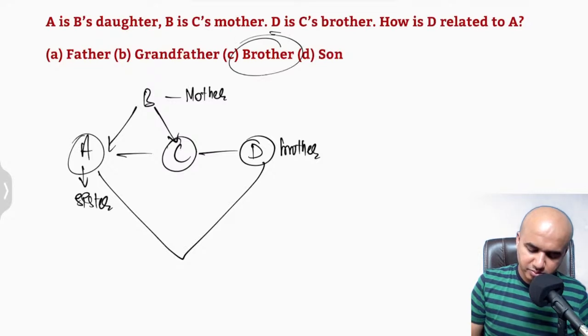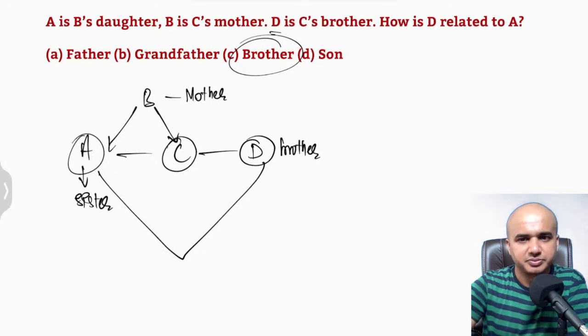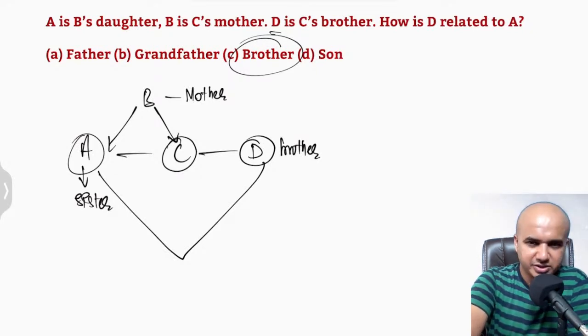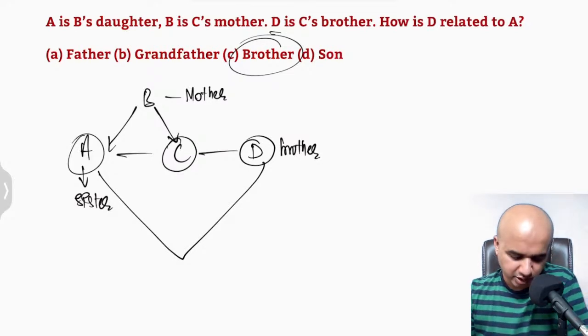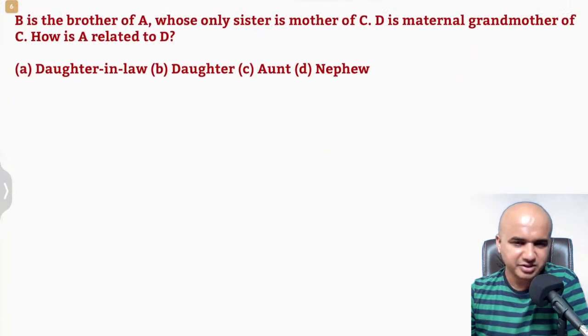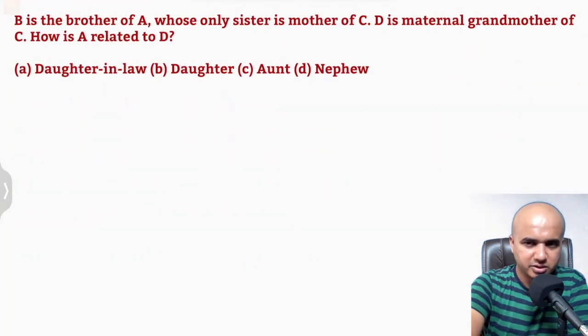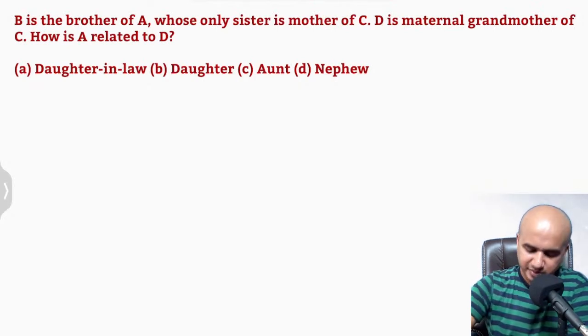Option C, brother. Easy actually. If you give some time for blood relations, you should be able to understand what exactly is the relationship. At first it may look confusing, but just give it some time. Don't straight away try to answer. Then you'll be able to understand the relationship easily.